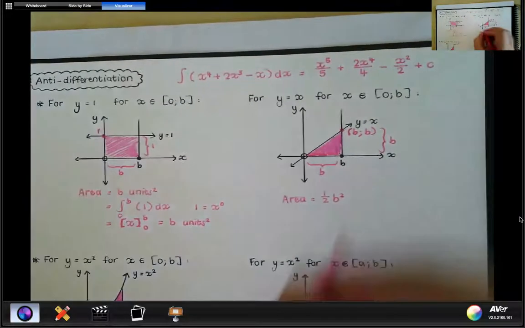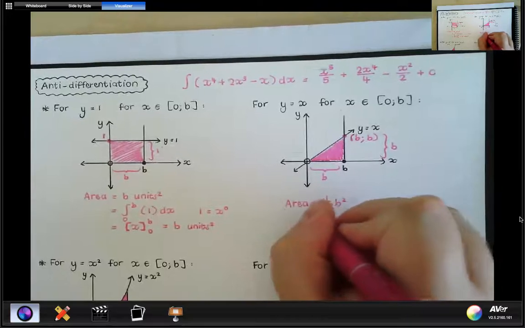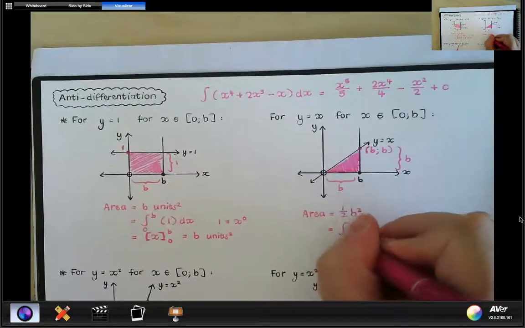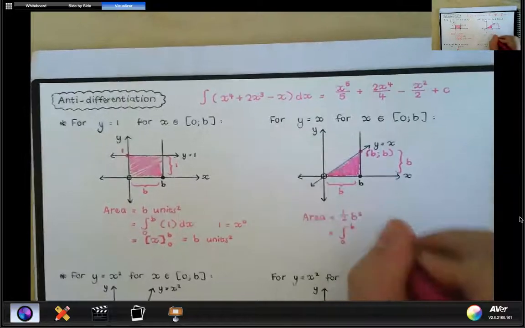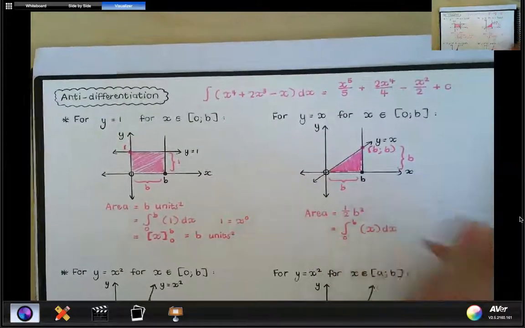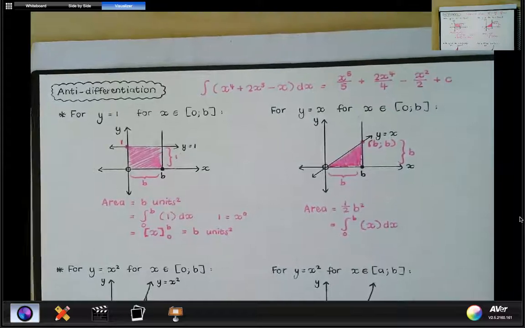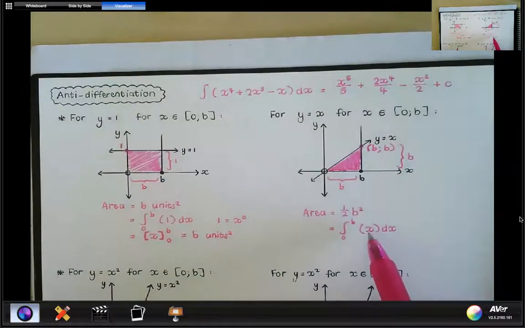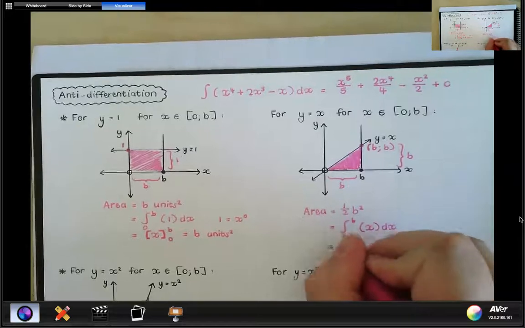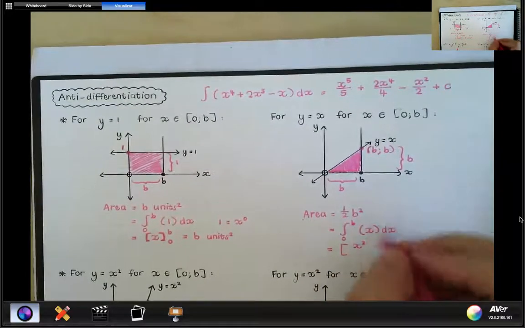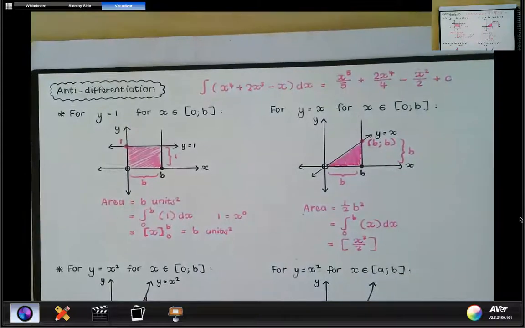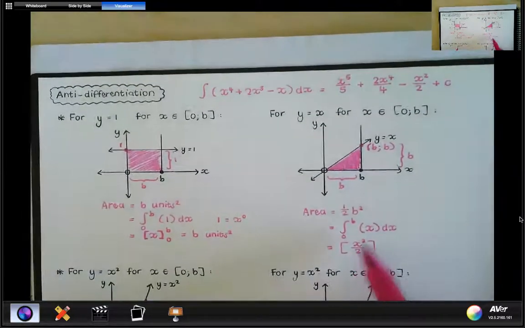Right? But this is actually also what we're going to get if we take the integral of this function. So then we're going from 0 to b, and this function is x dx. And what is the integral of x? x squared, so we add 1 to the exponent, over that same exponent, x squared over 2, which is the same as a half x squared.